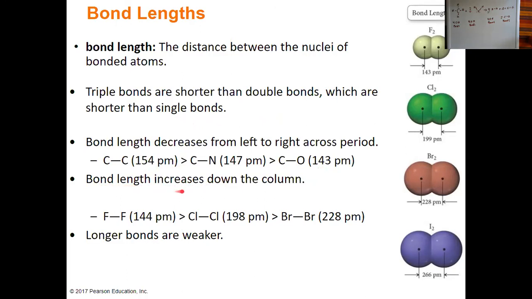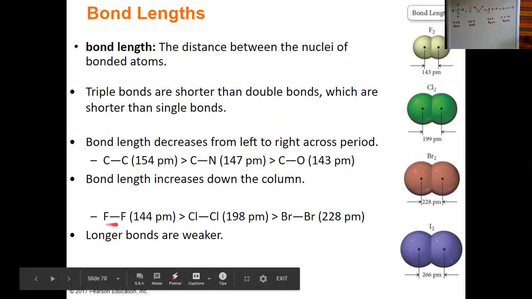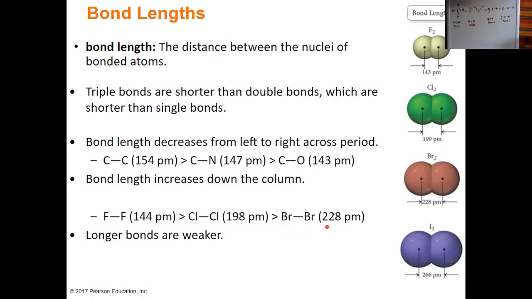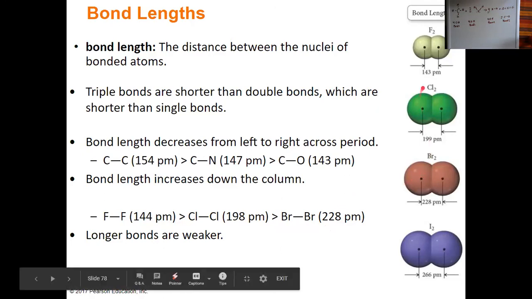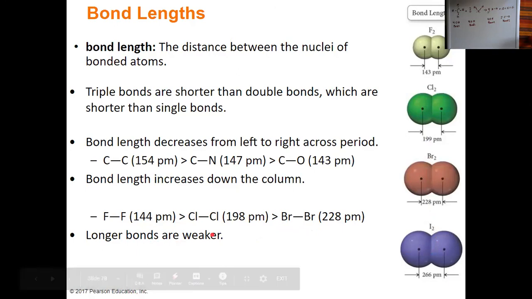Bond length is also going to increase down a column. So a fluorine-fluorine bond is 144 picometers. If we move down the column and look at a bromine-bromine bond, that's 228 picometers. Some of this has to do with size differences too. Fluorine is much smaller than bromine, so obviously the distance is going to increase as these things get larger. And longer bonds are weaker bonds.